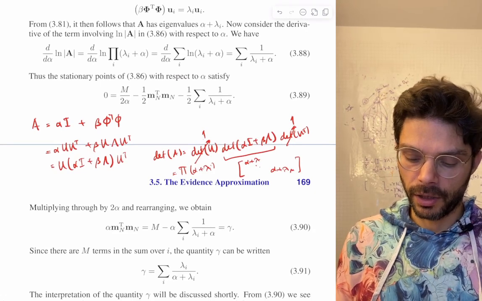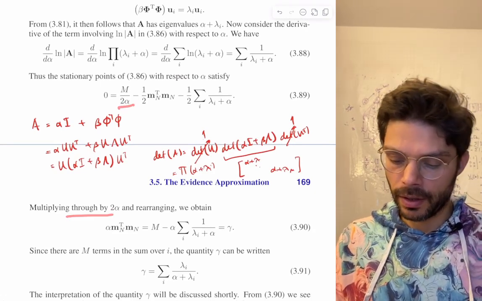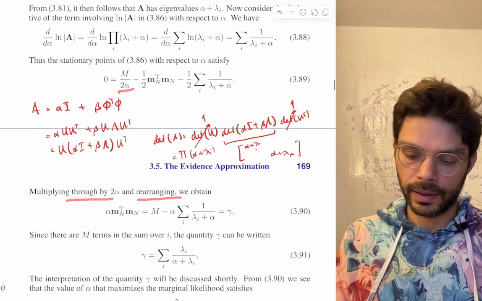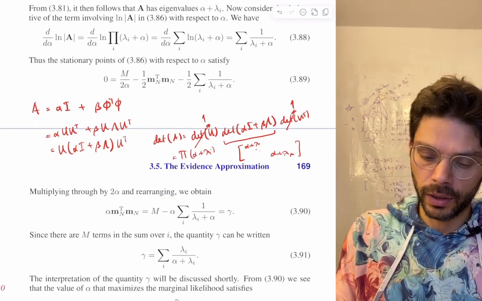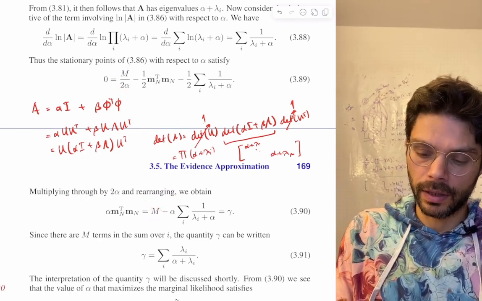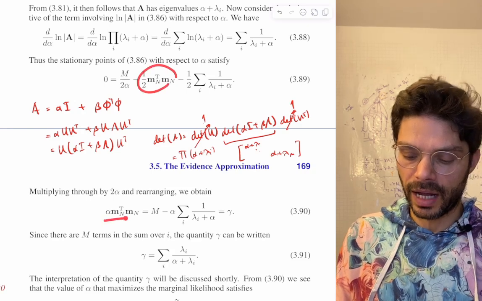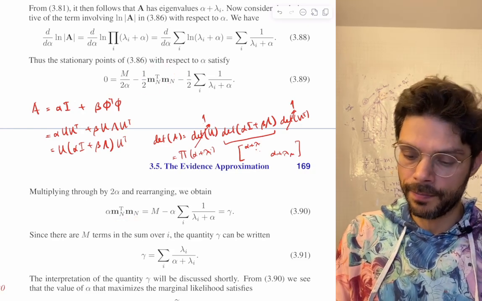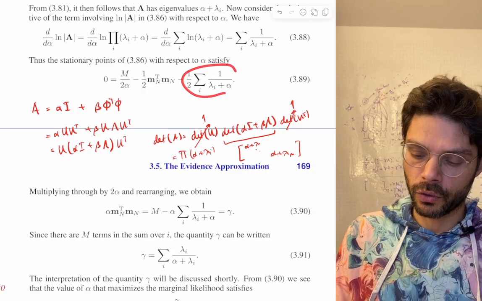The first thing I'm going to do is multiply through by 2 alpha, and then rearrange, and then we obtain a particular equation. So there is the M multiplied by 2 alpha. The 2 alpha times this gives you the alpha m_N transpose m_N, and then you've got an alpha showing up over this sum.